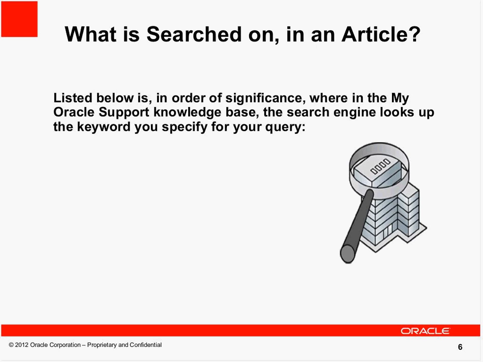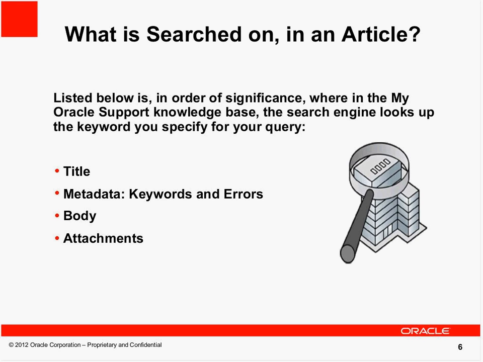Okay, so what is searched in an article? We'll do a search on the My Oracle Support knowledge base. The search engine looks for the keywords that you specify in this order. First, it searches the title, and this is the order in which the documents found will be displayed. So first title, then keywords and errors, document body, attachments, and product names.